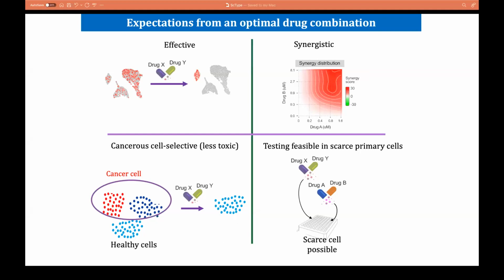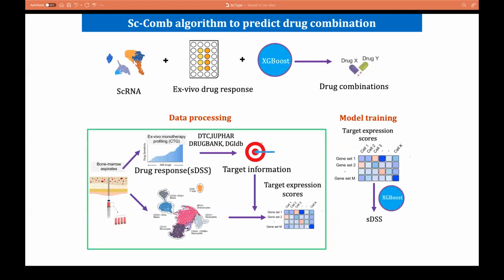So these are the features that you expect from an optimal drug combination. So we wanted to develop a model that takes the single cell RNA profile of a single patient. I'm talking here about personalized drug combination prediction for a single patient, and ex vivo drug response.